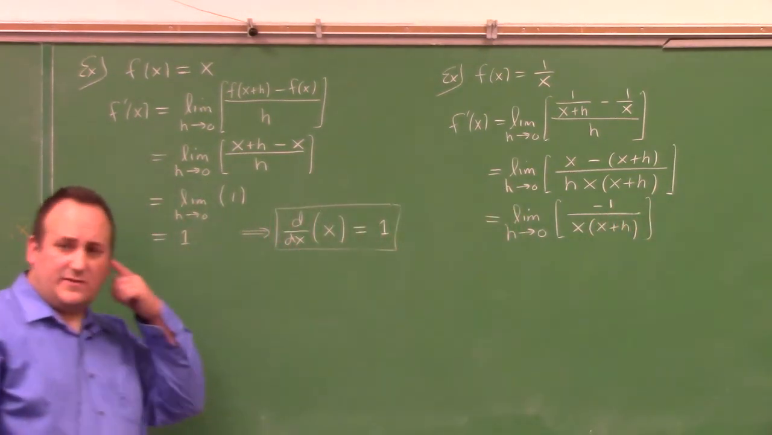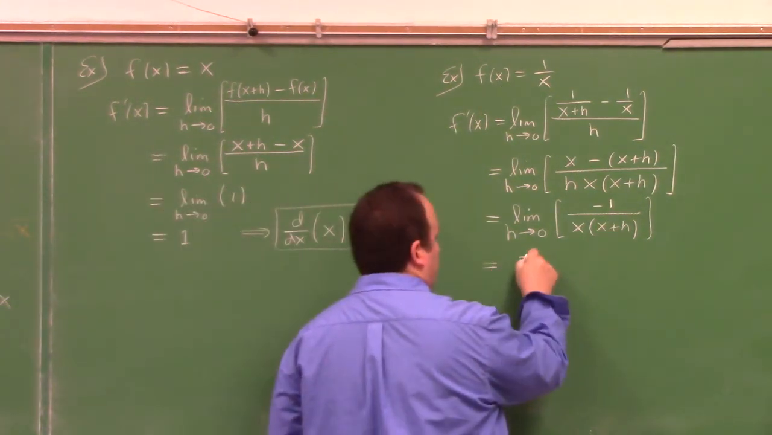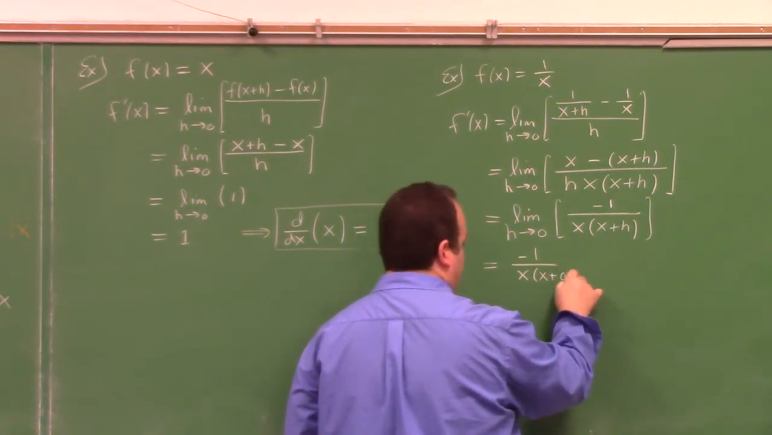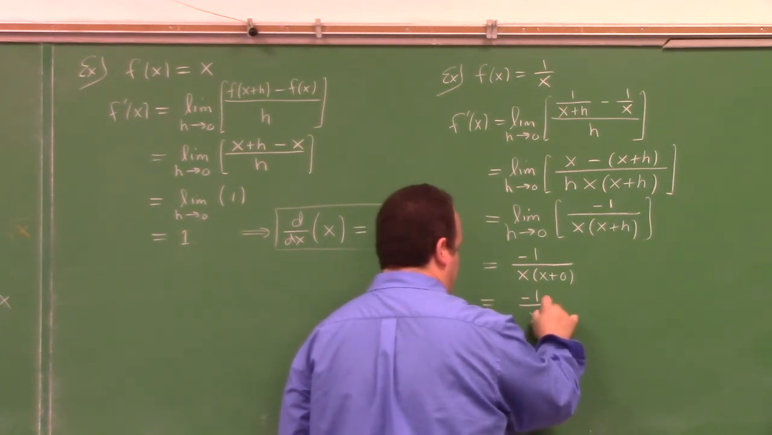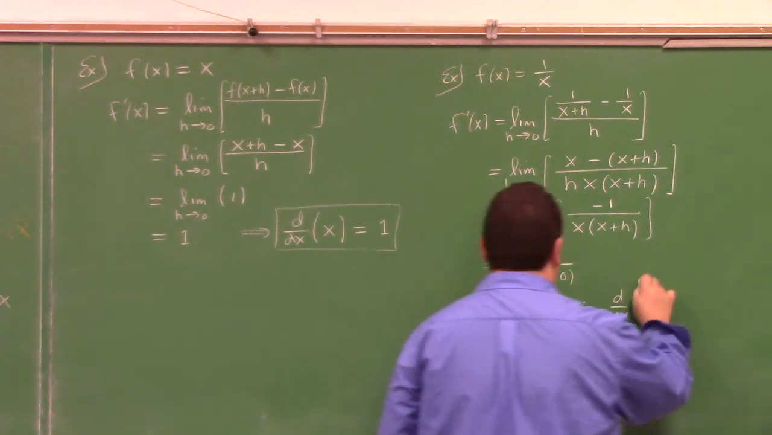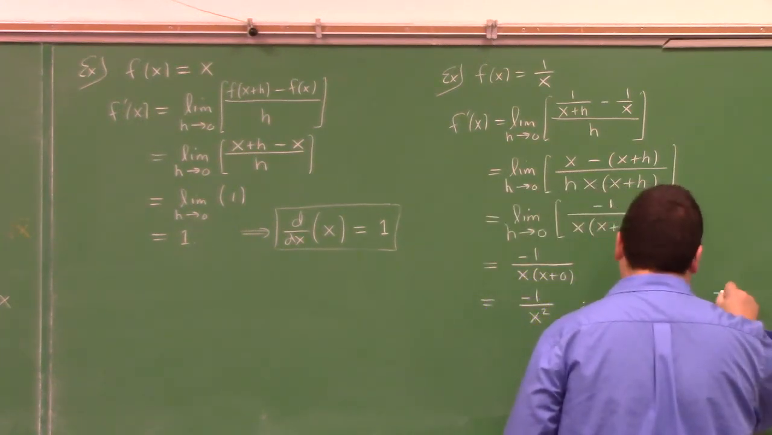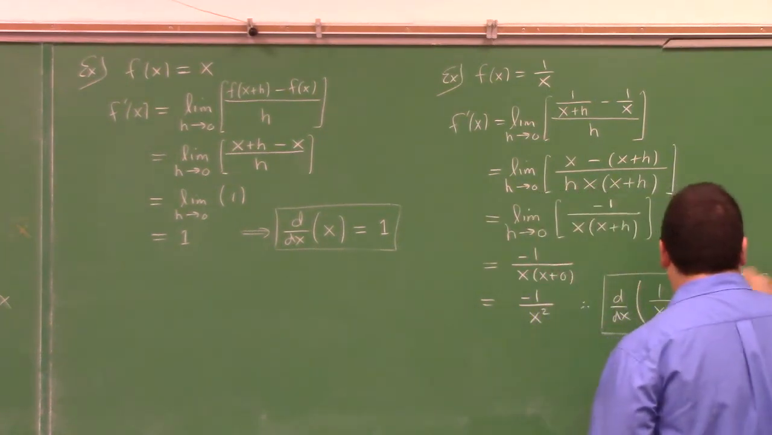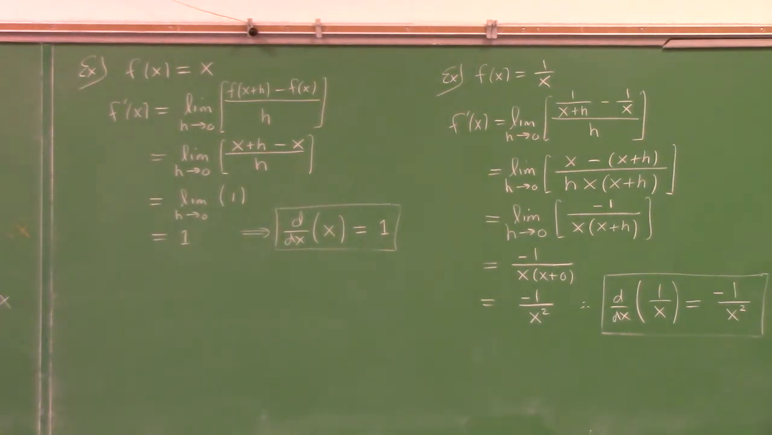Now I can plug in h equal to 0. I get minus 1 over x times x plus 0, which is, of course, minus 1 over x squared. So therefore, d dx of 1 over x is equal to minus 1 over x squared, which is, again, something you would do well to commit to memory.